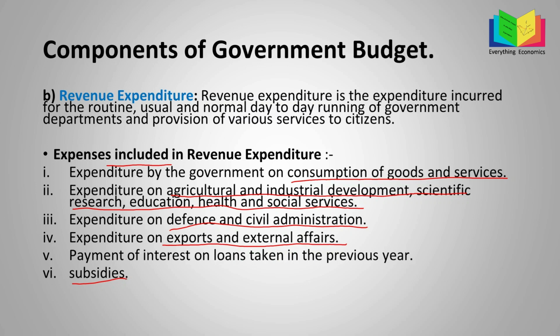So for example, if the price of sugar is $2 per kg, the government will say, okay, guys, sell it for $1.5 and I'll pay the rest. I'll pay the $0.5 to you. So that's subsidies. These are part of the revenue expenditures, the expenditures that the government pays on the day-to-day normal running of government departments.